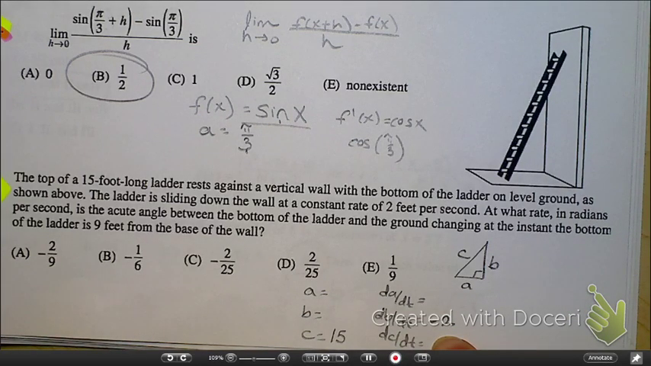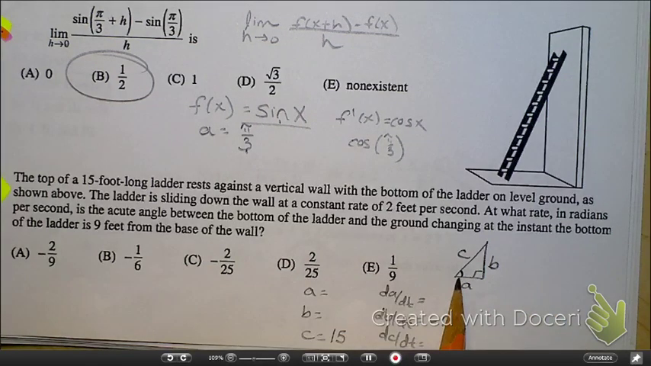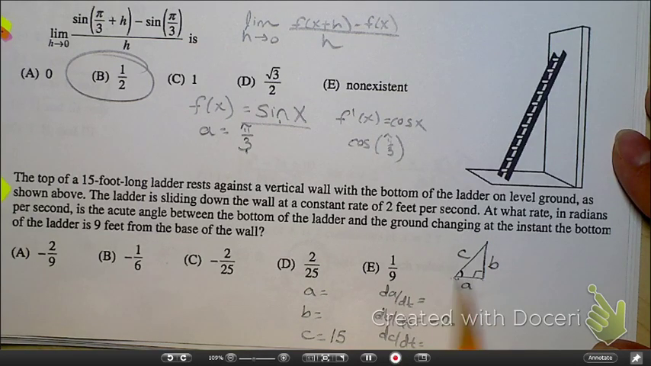It says, at what rate in radians per second is the acute angle between the bottom of the ladder and the ground? That's this angle right here. They want to know at what rate that angle is changing at the instant that the bottom of the ladder is 9 feet from the base of the wall. So the distance between the bottom of the ladder and the wall in my little triangle is represented by side A. So they want to know how quickly this angle is changing when A is 9. So that's all the information that's given to us.